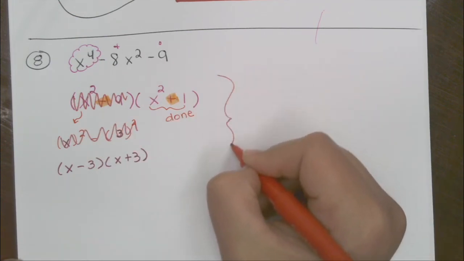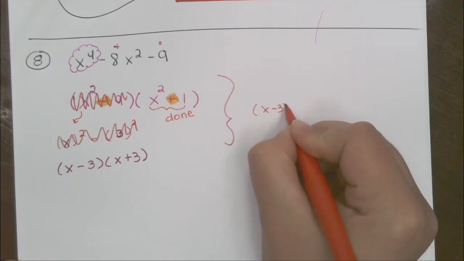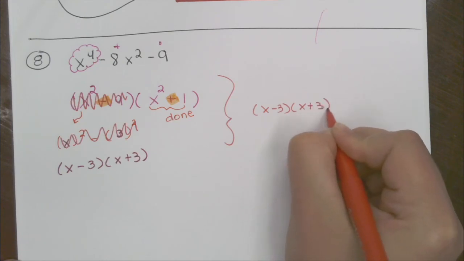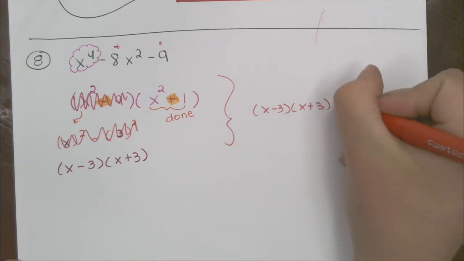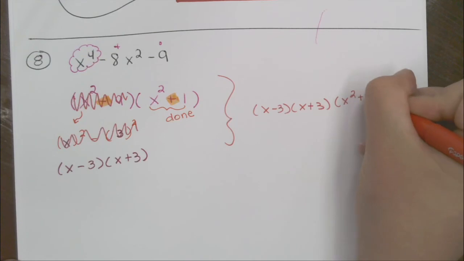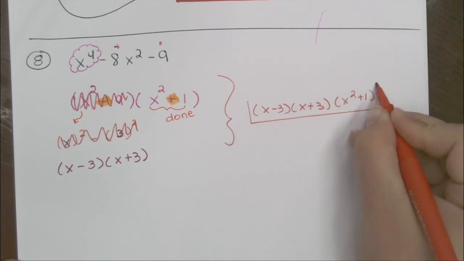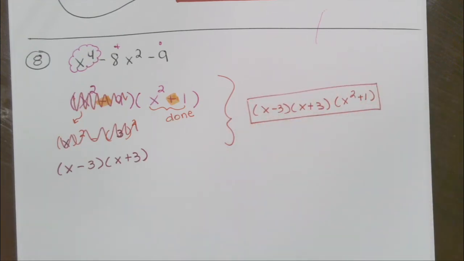So your answer for number 8, x minus 3, x plus 3, those two can be switched if you need to. It doesn't matter. X squared plus 1, you are done. Hey, I think that kind of rhymed.